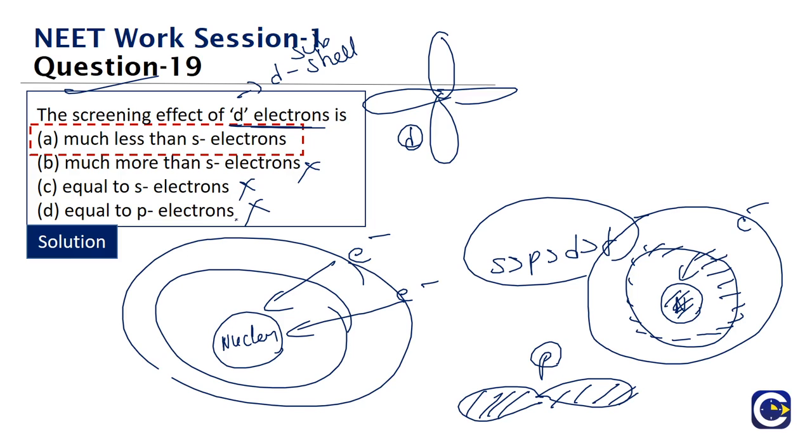So the symmetric distribution of the S subshell electrons around the nucleus is the reason for the high screening effect of the S subshell electrons. They will be able to screen or shield the nuclear power from affecting the outermost orbit electrons.